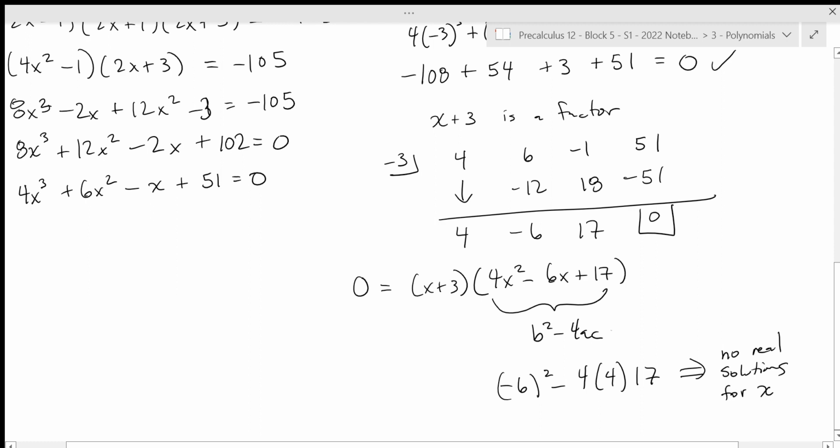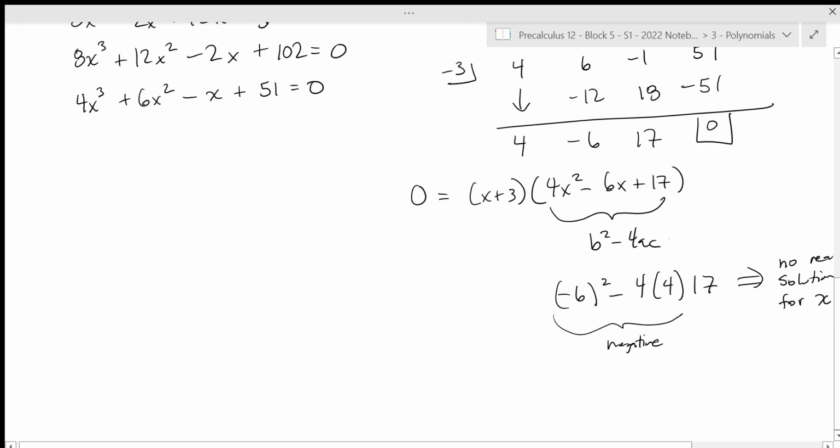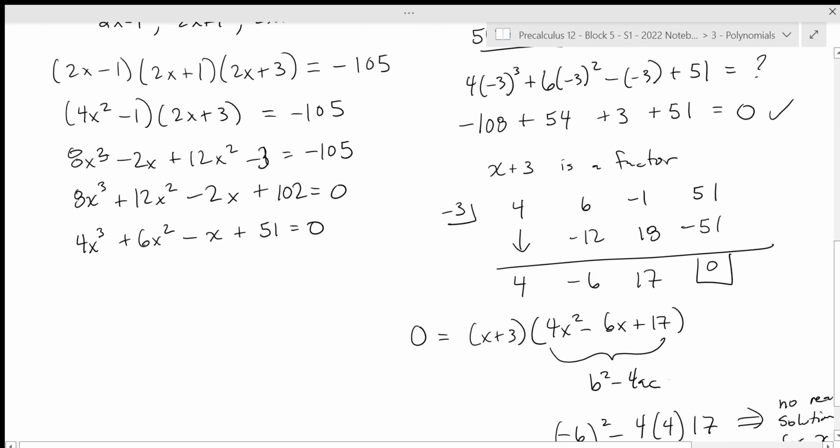And the reason is that if we were to do the quadratic formula to solve this equation, we would actually get a negative under the square root, so that would mean there were no actual solutions. So the only solution we get is x equals minus 3. Okay, so we'll go back up here. All this polynomial math showed us that x is equal to negative 3. Now we can plug back in and figure out what our numbers are.